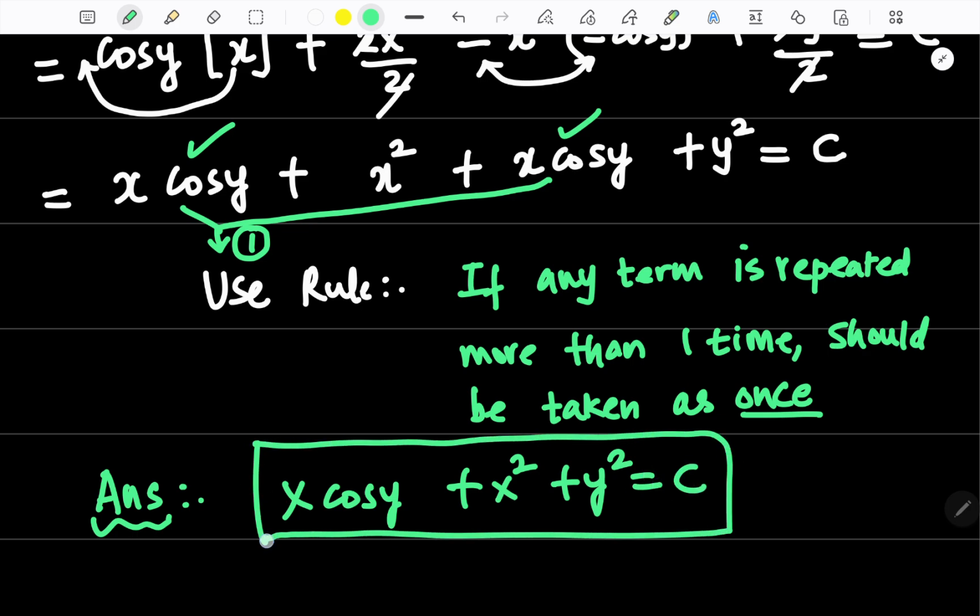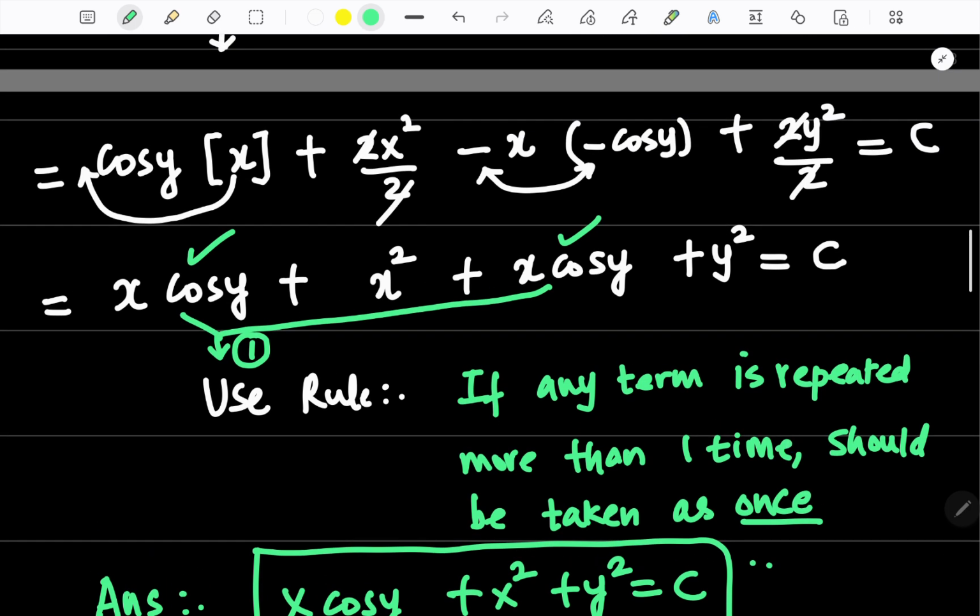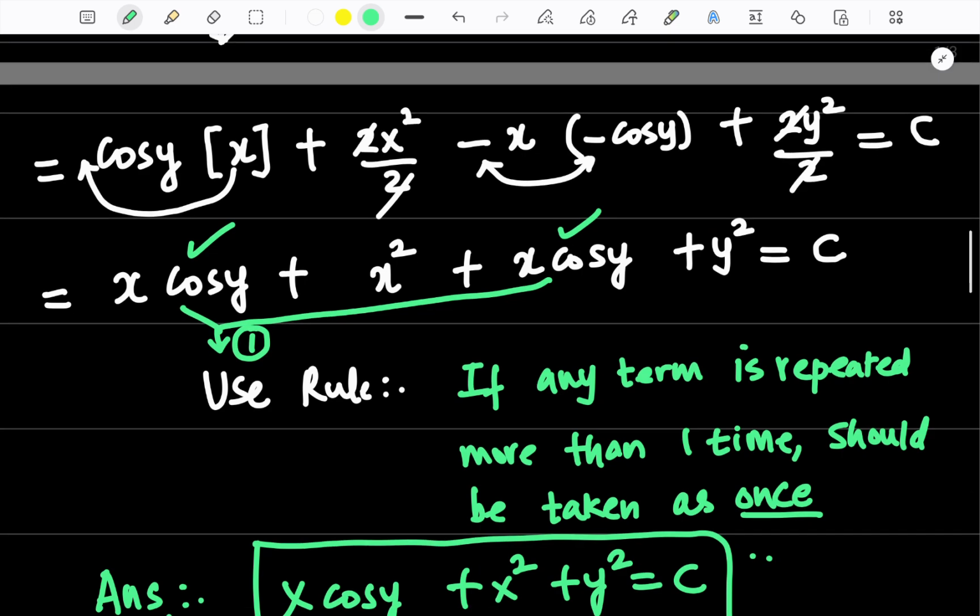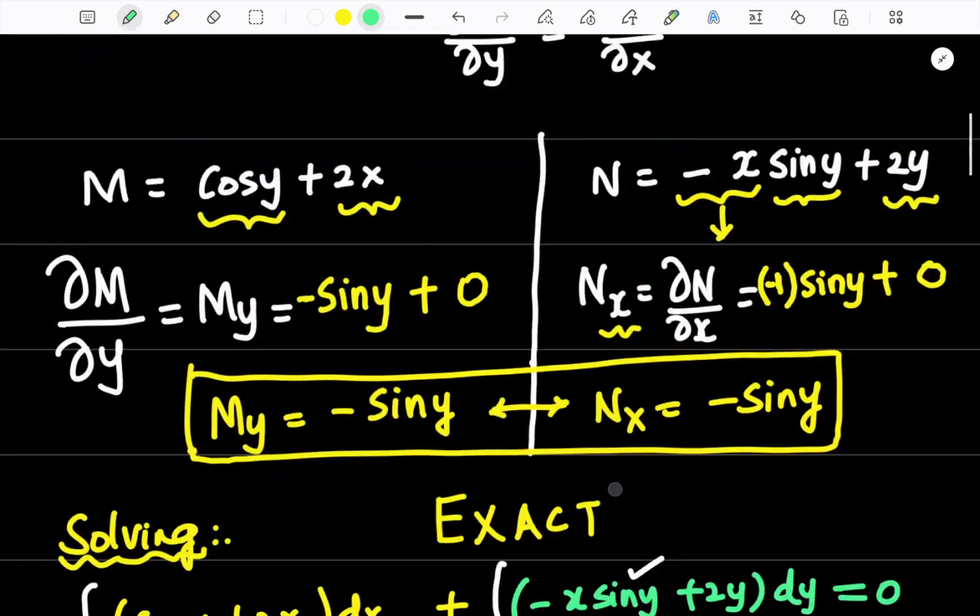So, in this way, we are going to solve the differential equation which is exact. I hope you understood this problem, and this PDF I will upload in the comment section as well as in the description box. Okay. So, you can download this PDF.